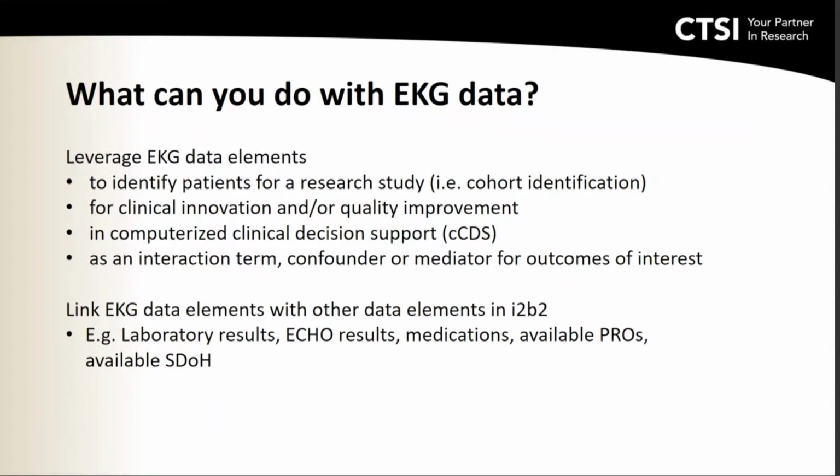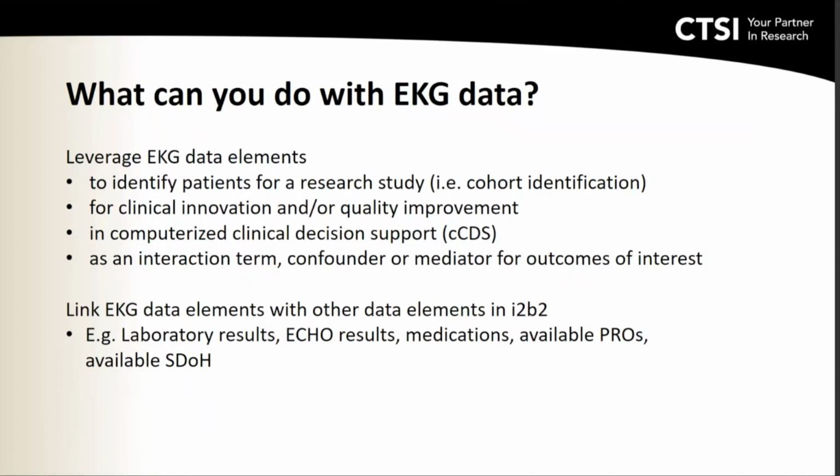That can be lab results like magnesium or potassium, some other electrolyte that may in fact impact the electrical axis of the heart. Echocardiographic results like left ventricular ejection fraction. Medications like those that affect the QT interval or create potentially arrhythmias. Any available patient-reported outcomes or even social determinants of health. So here we have two examples, one project and one example, and talk a little bit about future directions.